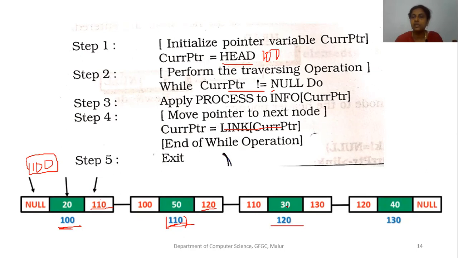After printing the value at 120, I will take the next part of 120 to 130. So I will come here to 130, print the value 40, and I will see the null value and I will stop. So I have visited, and this is forward visiting.